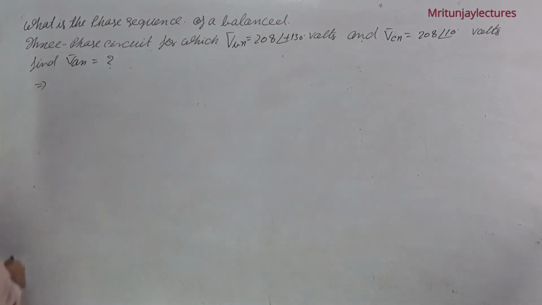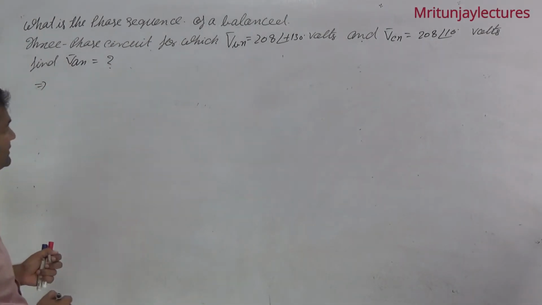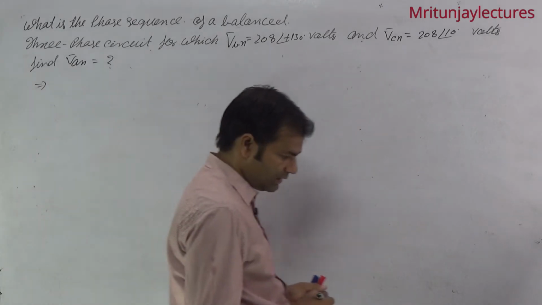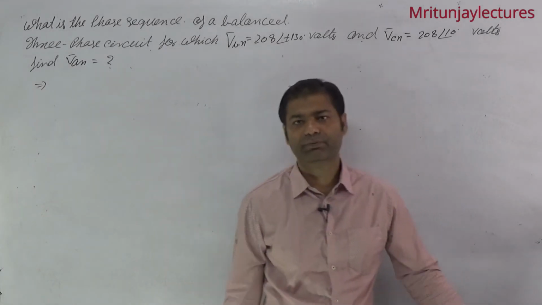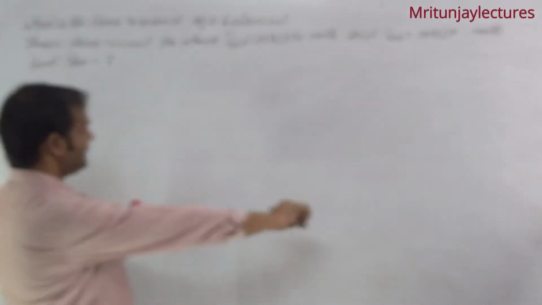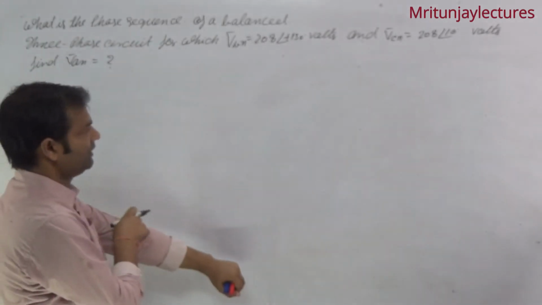What is the phase sequence of a balanced three-phase circuit, where VBN and VCN are given like this one? This question can be solved with the help of two methods. The first one is with the help of a phasor diagram, and the other way is without a phasor.